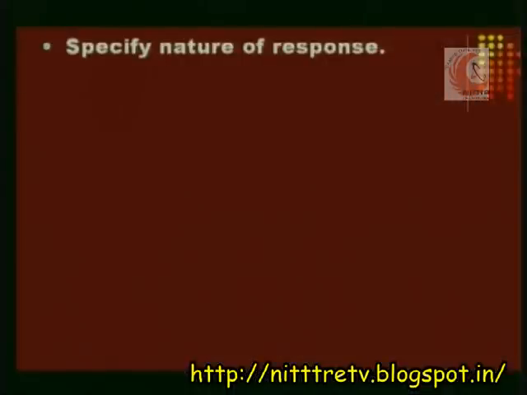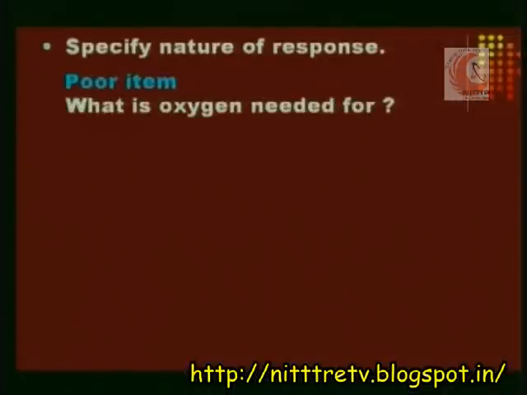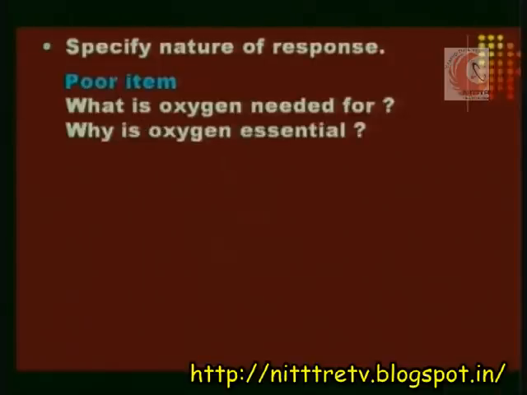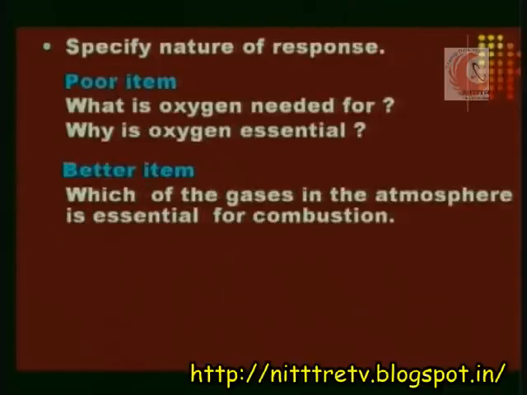Then specify the nature of the response. Again, I take a very simple example. You say you want the student to write that oxygen is needed for combustion, but when you ask such a question, what is oxygen needed for, he will write breathing. He is right. So, instead, if you really want the answer to be combustion, then the question should be like this: which of the gases in the atmosphere is essential for combustion?